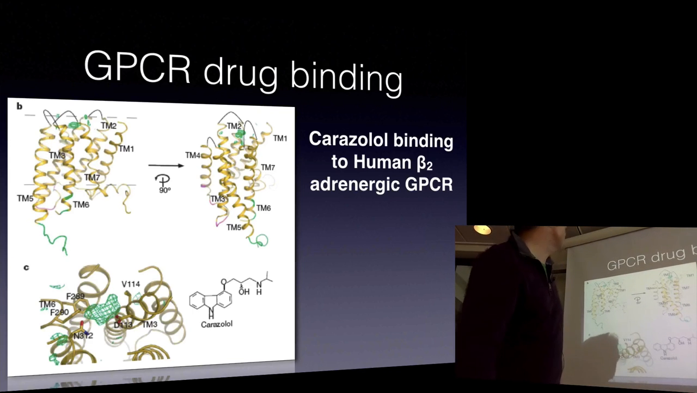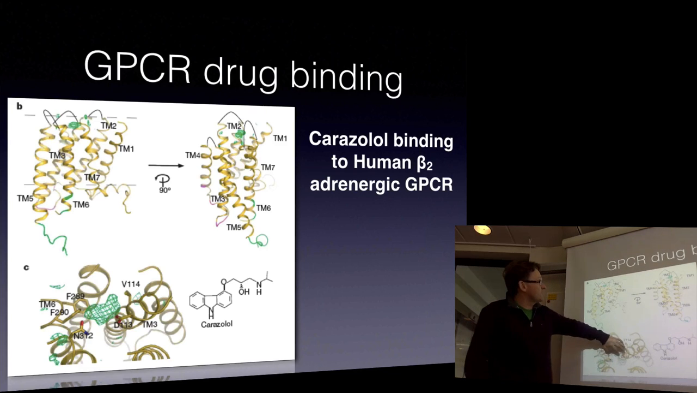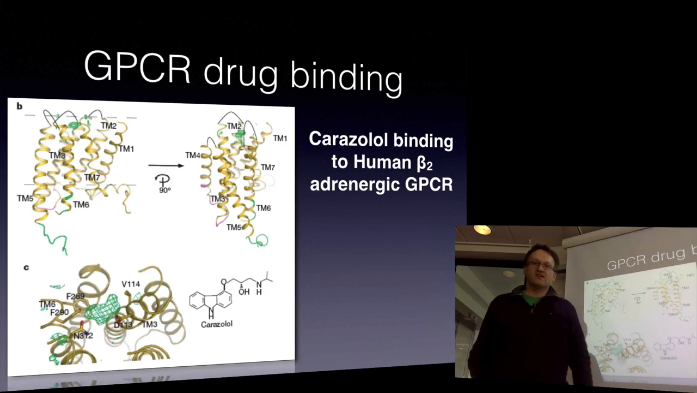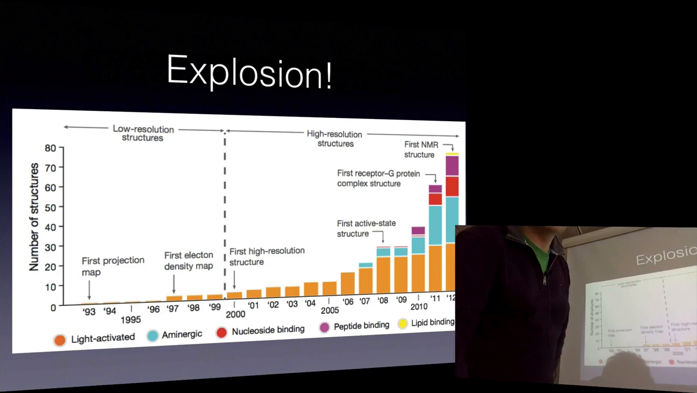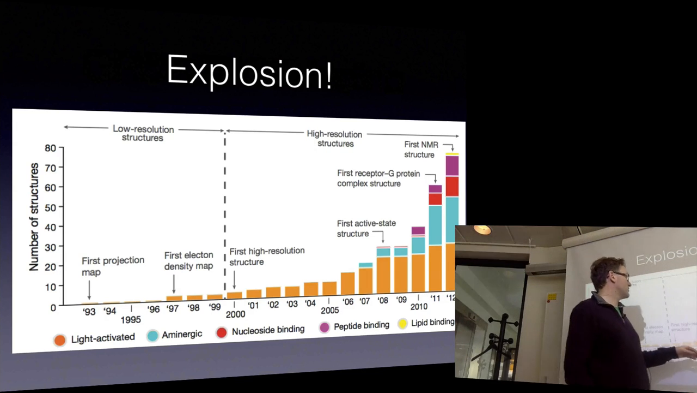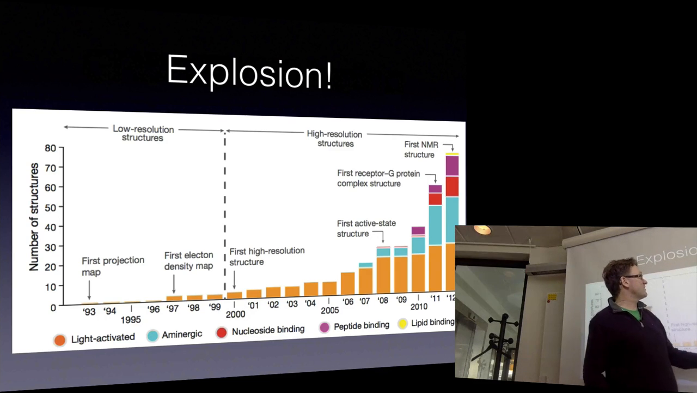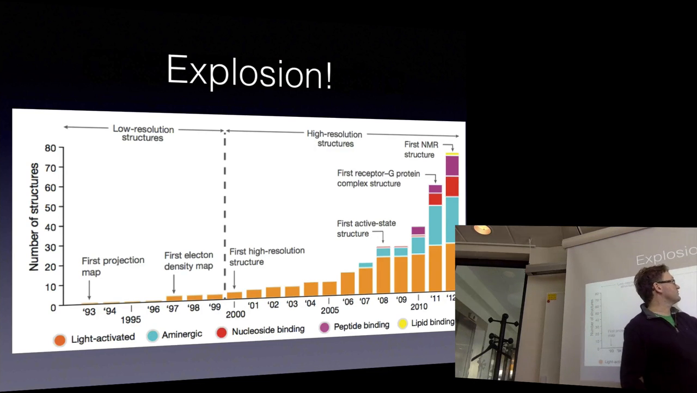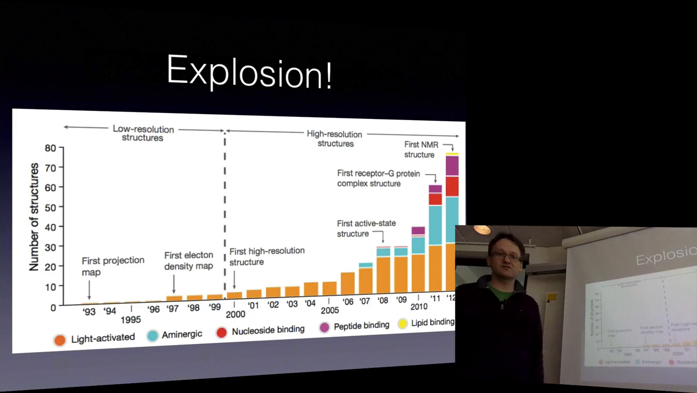Nowadays we actually have co-crystals where we see exactly where carazolol, which is one small drug candidate, binds to this receptor. And at least experimentally, we have a rough idea how it might work: the receptor would somehow relax due to this binding and change the position of one helix. There has been a complete explosion in the number of structures available. Nowadays, we have structures of both the relaxed and the active states. We have receptor structures with the complex, including the G protein. And we even have an NMR structure. And I think there are some cryo-EM structures in the pipeline, too.